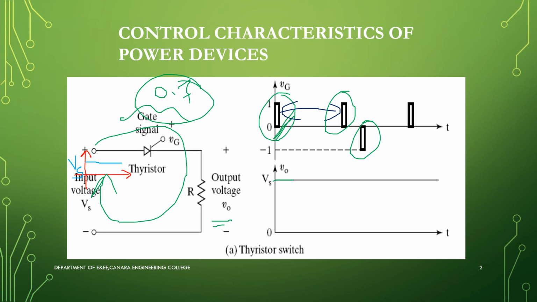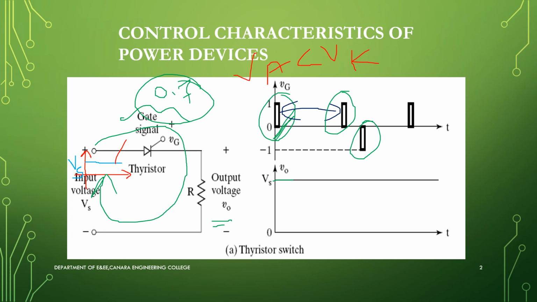So what can be done to turn it off? To turn off, the anode voltage has to be less than the cathode voltage, or some external circuit has to be used to turn off the thyristor. That is called a commutation circuit. A commutation circuit is the additional circuit which is used to turn off the thyristor.